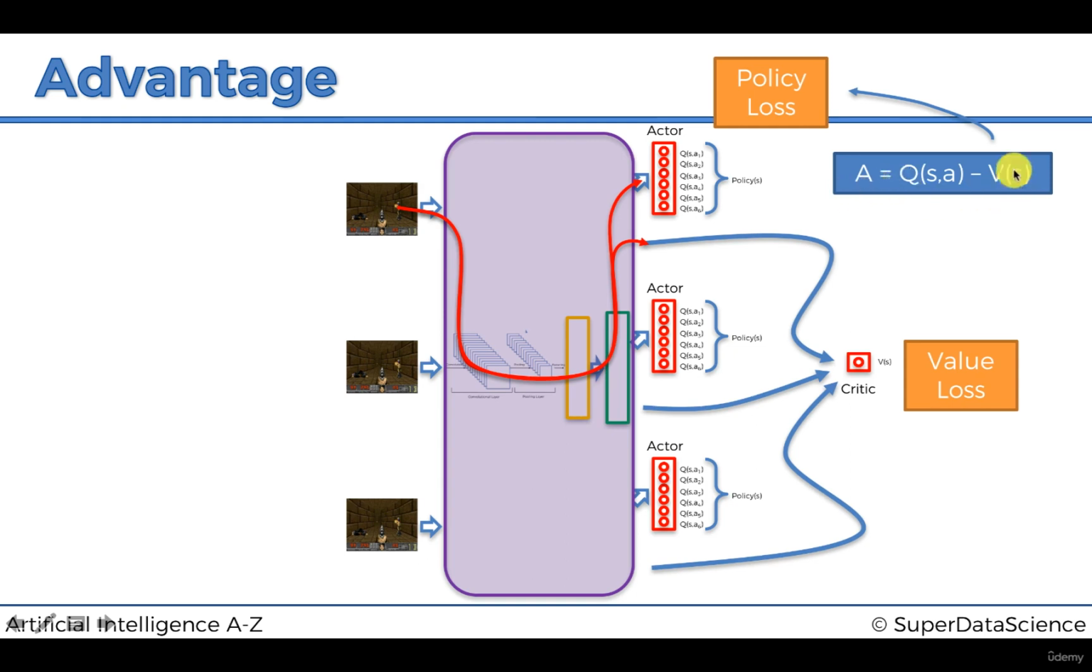The advantage is A equals the Q value of the decision I made, the action I chose to take, minus the known value from the critic. So calculate the difference. If it's a low difference, then when your policy loss is backpropagated through the network, the weights are going to be adjusted in such a way that doesn't happen again. That Q value is going to be lower, because our policy selects the actions based on the Q values.